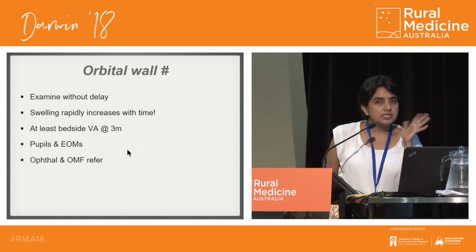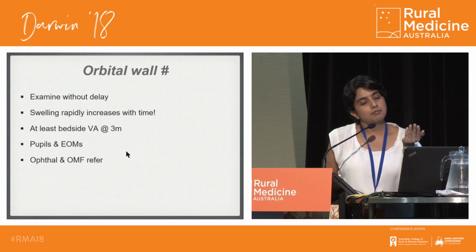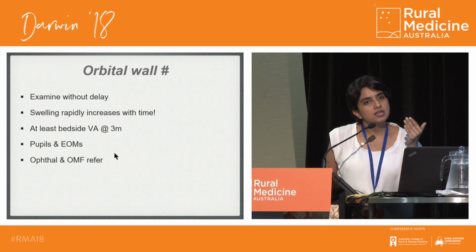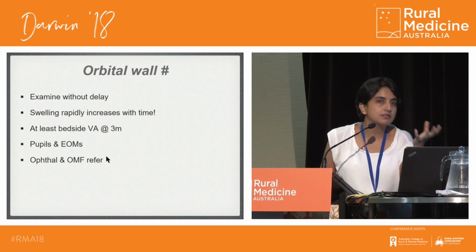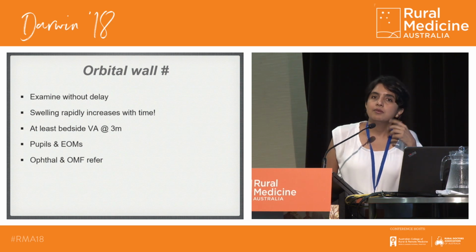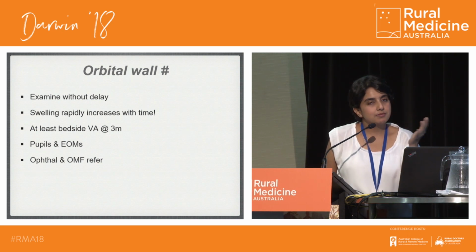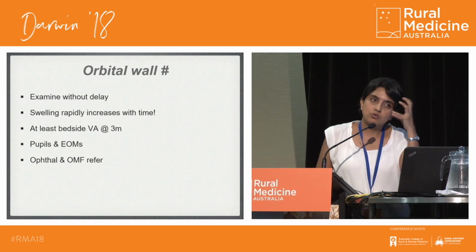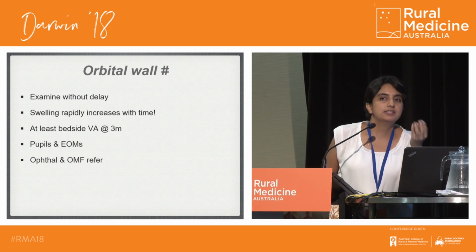So the principles, if you suspect somebody to have an orbital fracture, the first thing to do is to examine without delay, because the swelling just exponentially increases with time, because the eyelid is loose skin, so it just swells up quite quickly. We see multiple times patients that come 6 hours, 3 hours after the injury, and they literally are so swollen that there is no way you can even have a decent look at the eyeball.